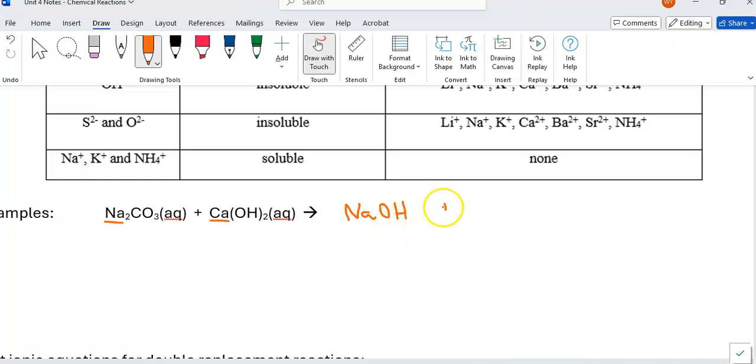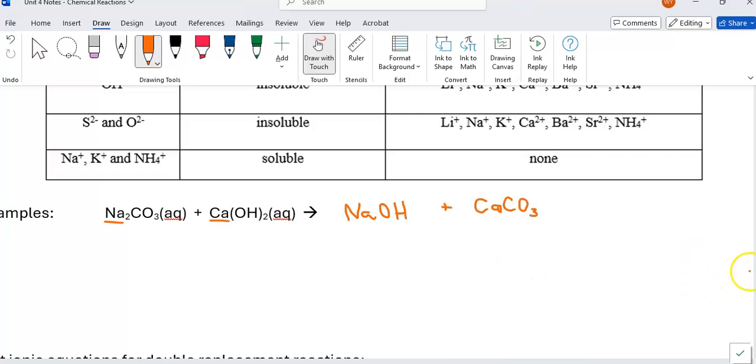And then what's our other product going to be? All right, well, it looks like calcium carbonate. So Ca, CO3, and then we check the charges, and calcium is 2+ and carbonate is 2-. So that one is also good. Now, before we worry about balancing it, we need one of these 2 to be an insoluble solid precipitate.